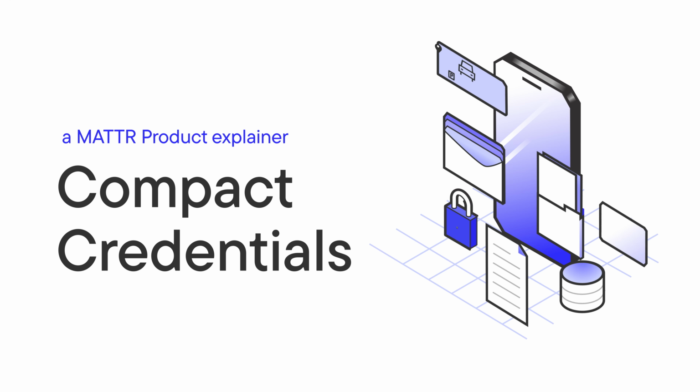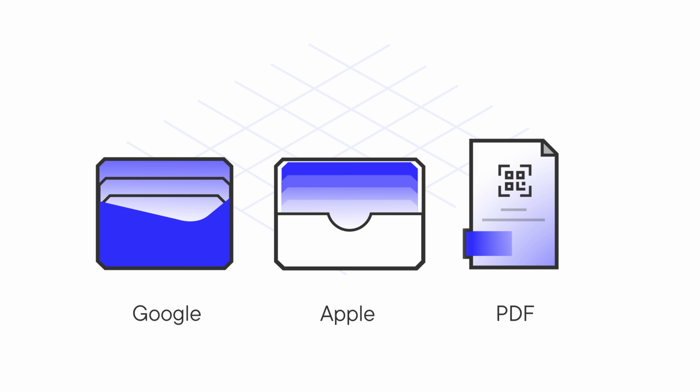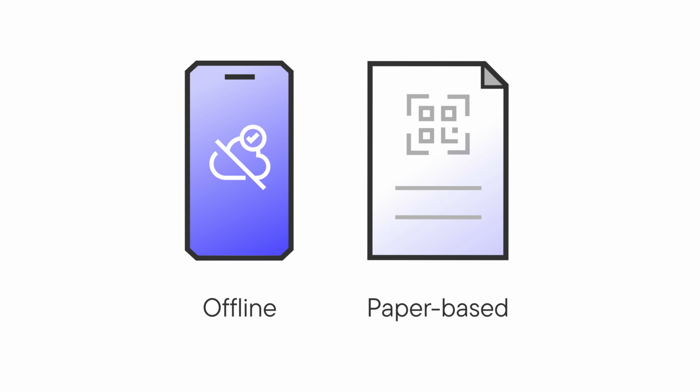This video will introduce you to compact credentials and give you a bit of a walkthrough on how you can use them with MATTR VII. So first off, compact credentials are used to represent data that can be cryptographically verified while still being compact enough to fit inside a QR code. And the fact that the credentials are compact means they can come in a number of formats. You could add a QR code to a PDF, or you could generate a digital pass to store in a Google or Apple wallet. And this means it's great for offline and paper-based use cases.